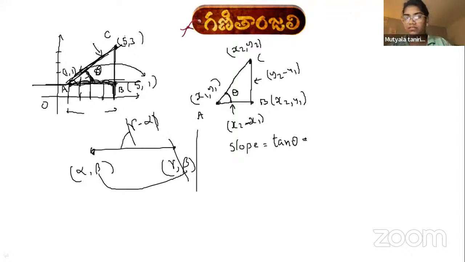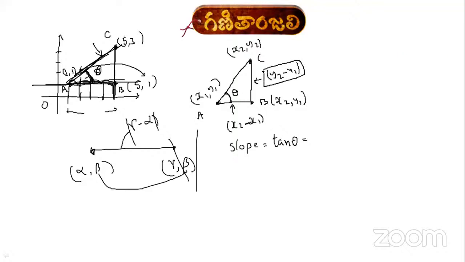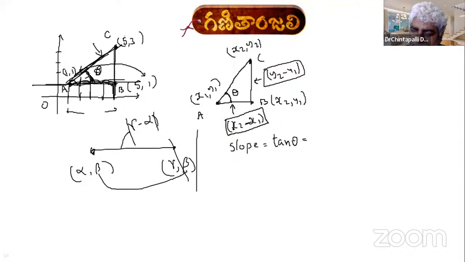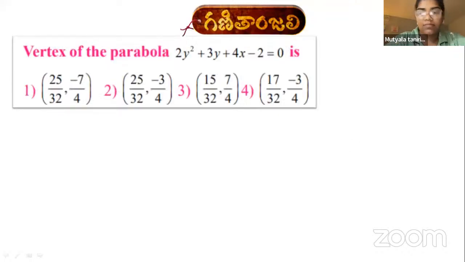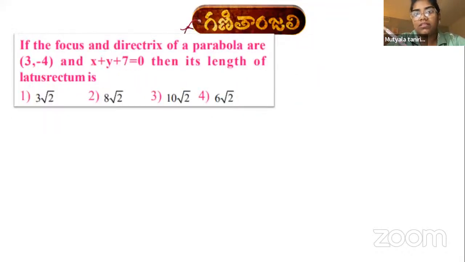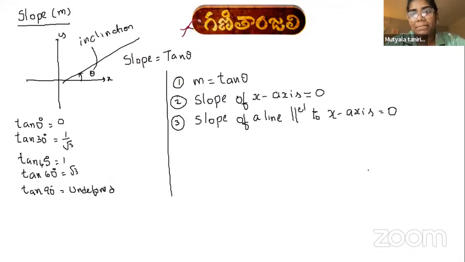Yes. What is the opposite side for theta? y2 minus y1. What is the adjacent side? x2 minus x1. So the slope is y2 minus y1 by x2 minus x1. So we have just learned another formula to find slope. Yes. Next.